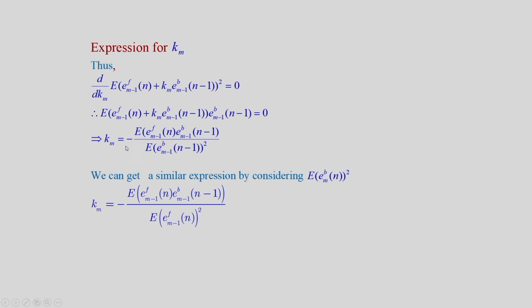This implies that Km is equal to minus E of Em-1 Fn into Em-1 Bn-1 divided by E of Em-1 Bn-1 whole square. We can get a similar expression by considering the mean square backward prediction error, and in that case Km can be shown to be like this. So, the same value of Km we can get through either this expression or this expression.